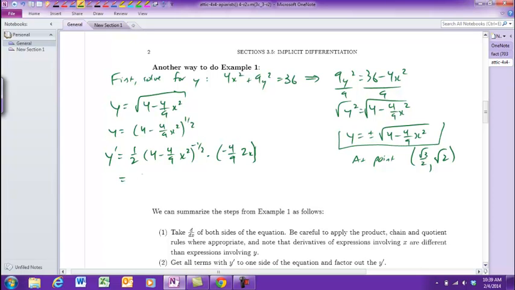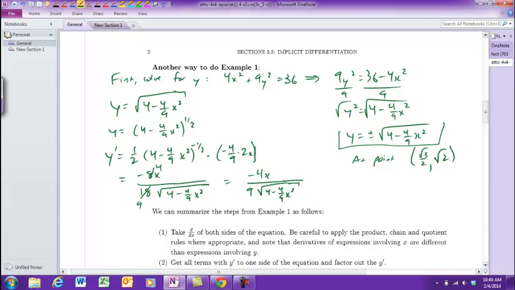And this simplifies down a little bit. Let's see, this becomes a negative 8x on top. On the bottom I get this 9 times that 2, which gives me 18. And then all of this becomes on the bottom, because it's a negative exponent, and then a square root because it's to the 1/2: 4 minus 4 over 9 x squared. And again, this will cancel, so that's negative 4x over 9 square root of 4 minus 4 over 9 x squared.